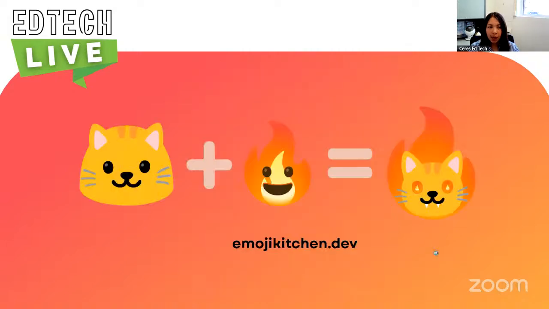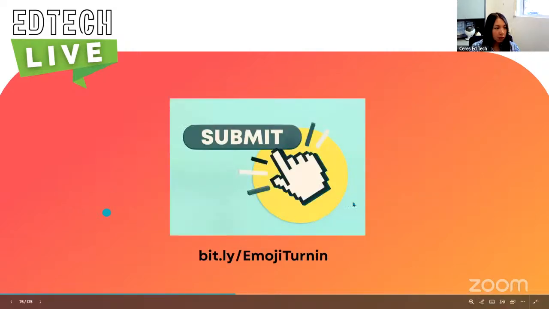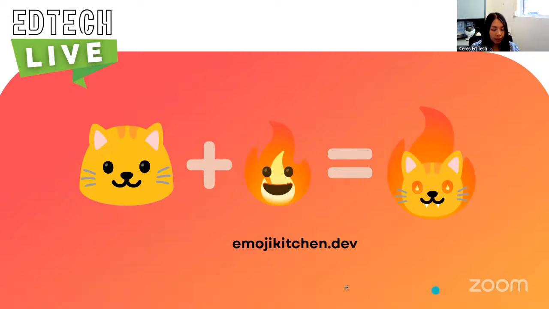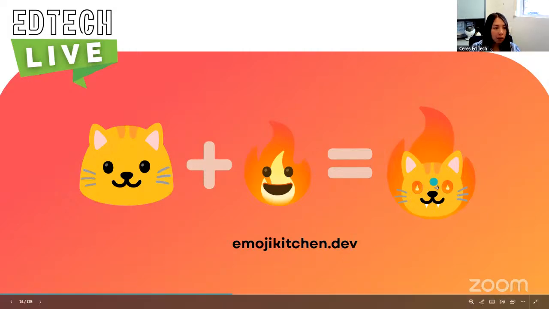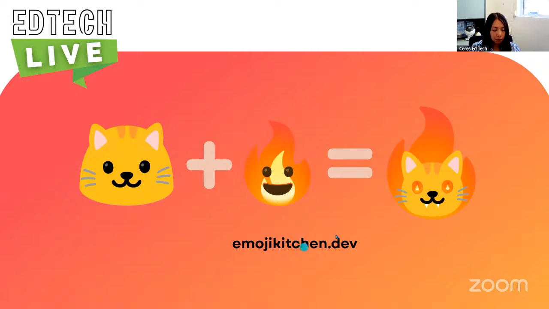So our task was to combine those emojis. Here's just an example. I'm combining the emoji of a cat and fire. And so here is my combined emoji. And I'm going to use this emoji to represent the word fierce. So let me go ahead and open up my copy of my Frayer model.